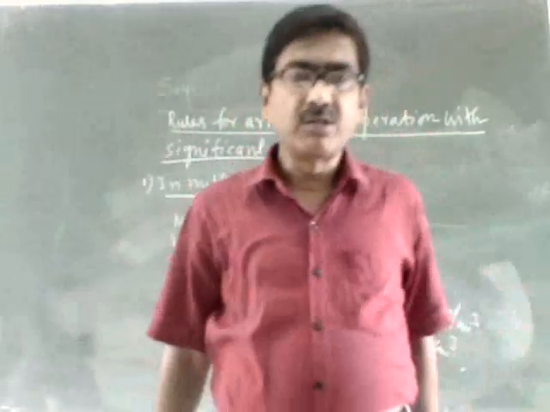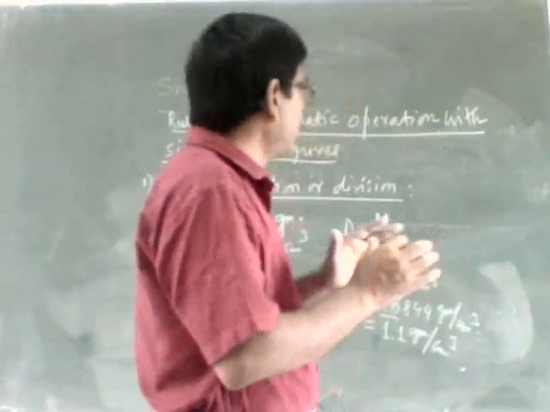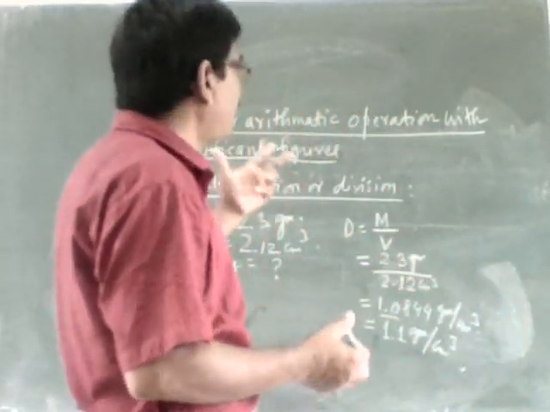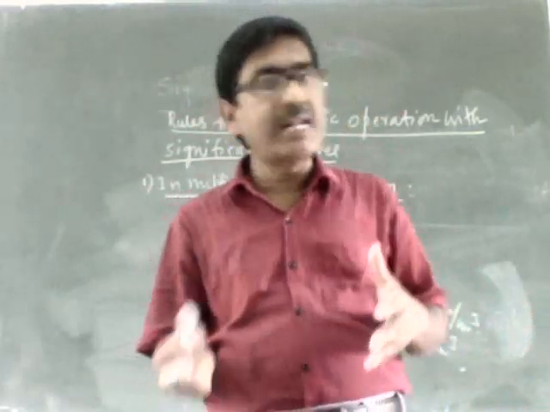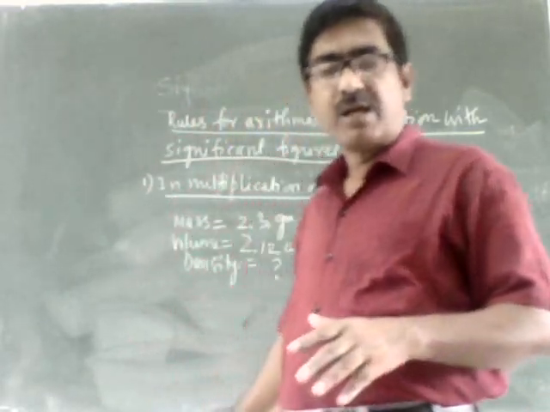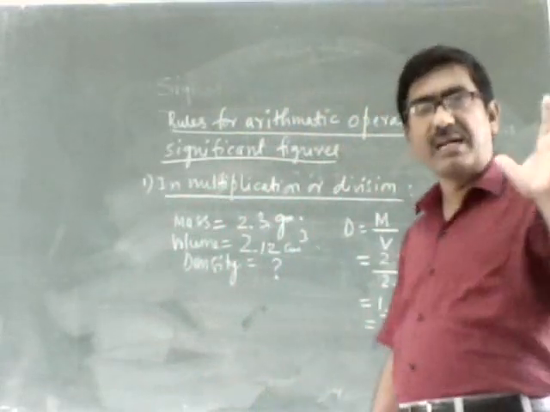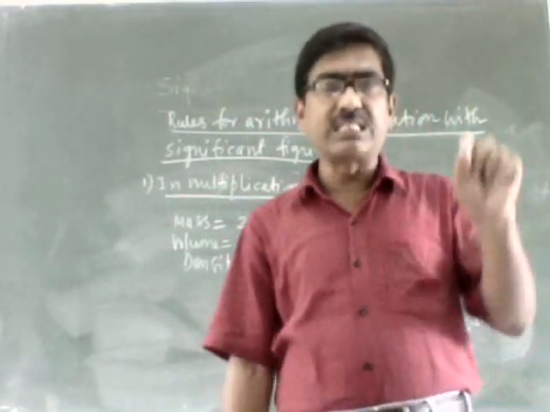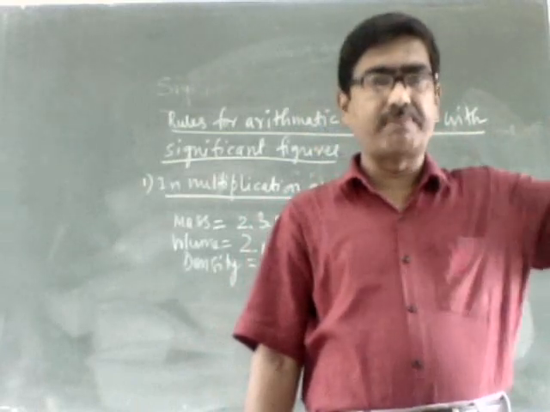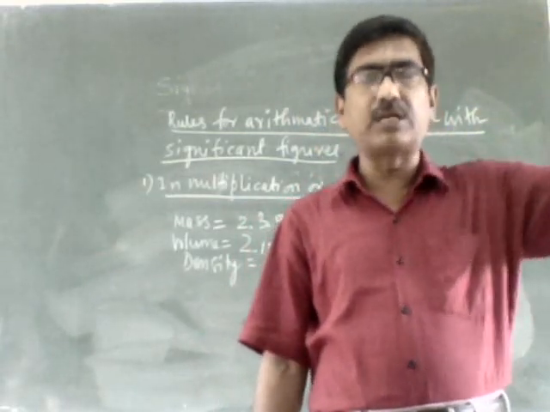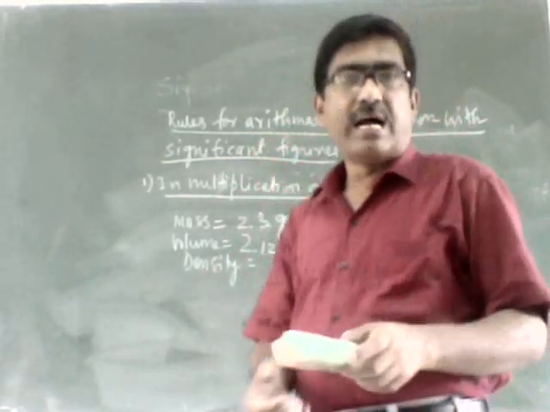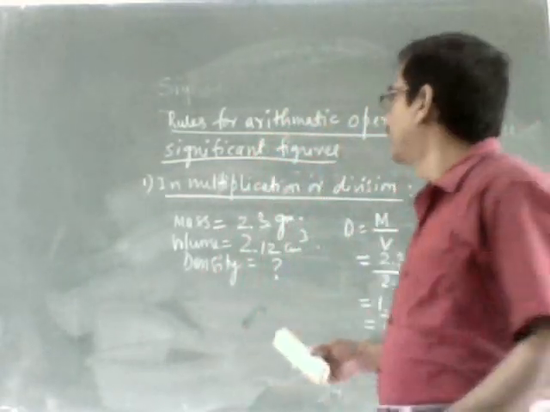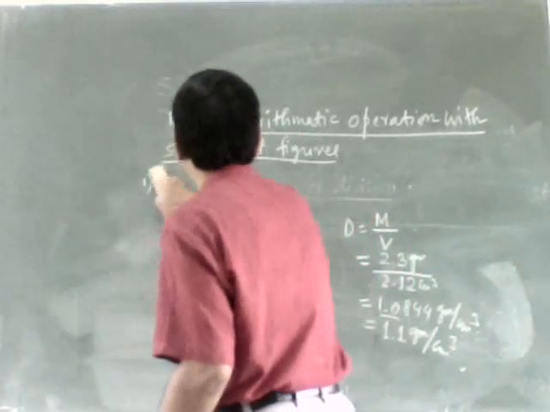Is it clear how to apply significant figures for arithmetic operations, that is, for multiplication and division? For multiplication and division, mainly you have to see the least significant figures of the original numbers, and accordingly write the final result. Now for addition and subtraction.